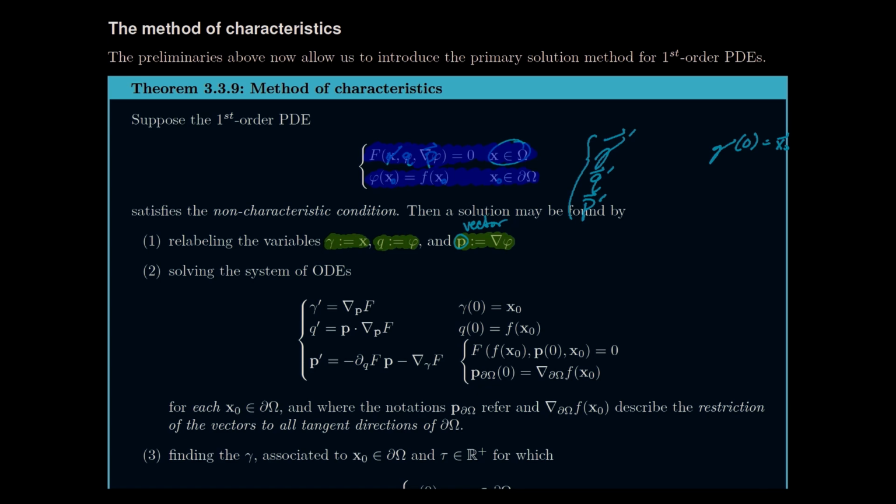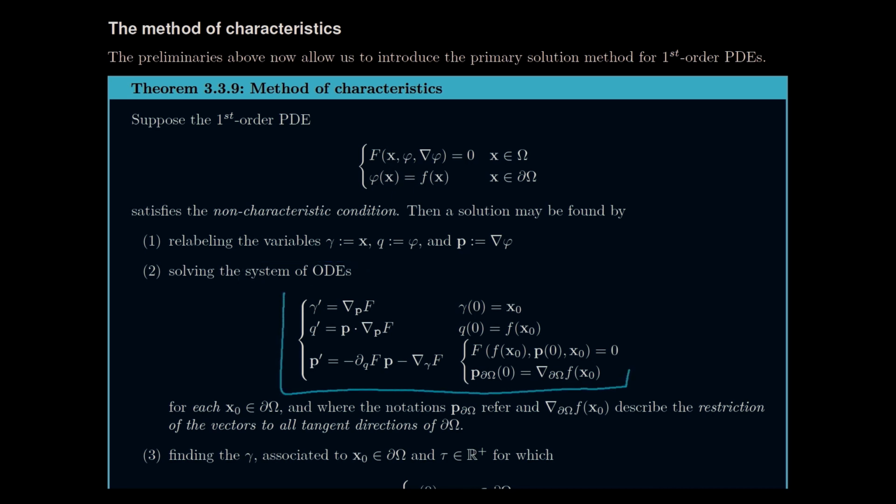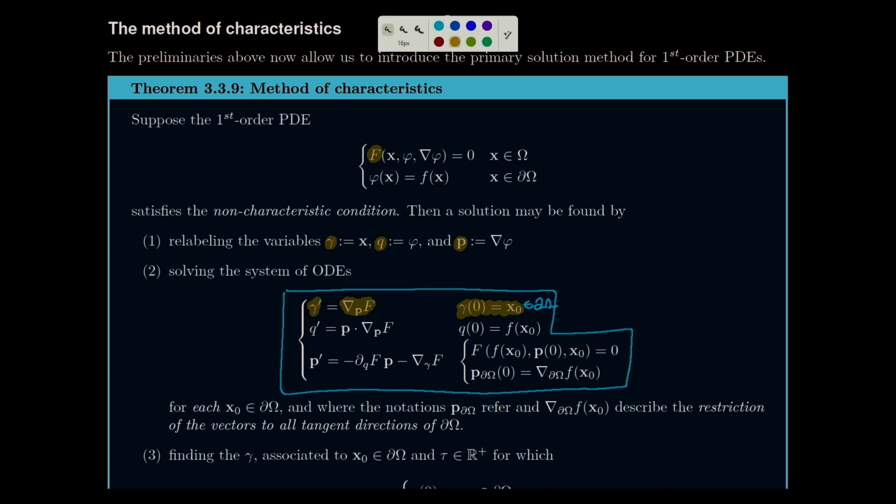So I'm going to make that relabeling, and then I'm going to construct a system of ODEs. This is going to be a somewhat large system, unfortunately, for those of you who don't like systems of ODEs. You can't really perform the method of characteristics without it. So I'm going to construct a system of ODEs strictly out of f and my new labels of gamma, q, and p. So gamma prime is going to be the gradient of f in the p variables, and it's going to gain the initial condition that it has to start in the boundary. Let's just rewrite that. That's always going to be in the boundary. So gamma starts in the boundary.